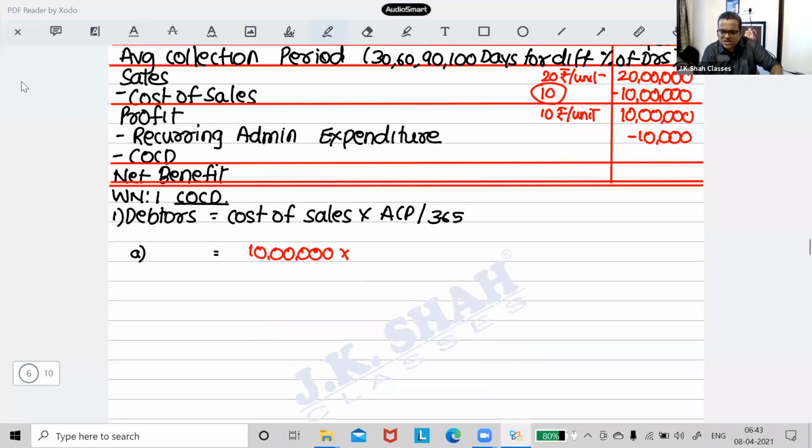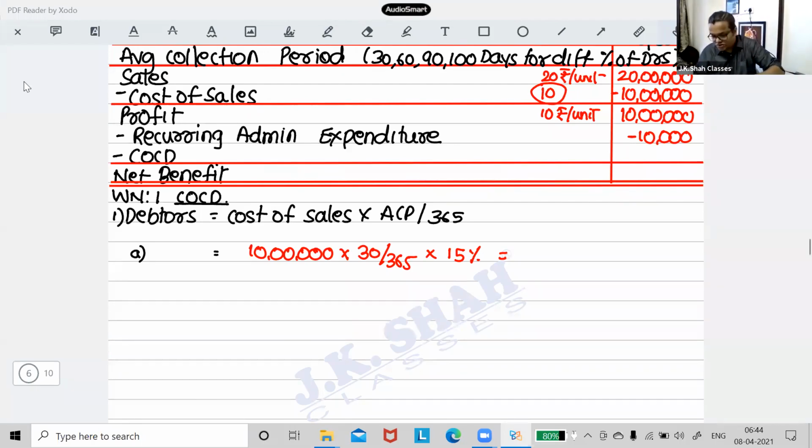The first average collection period is 30 days. Correct? So 30 divided by 365. Done. But sir, 30 days not allowing to everyone. Out of this total 10 lakhs, 30 days you are allowing only to 15%. So I need to multiply further by 15% also. Yes, sir. Did you understand this, guys? Hello, people. It's very important to grasp. If you have understood, please confirm. Okay, thank you.